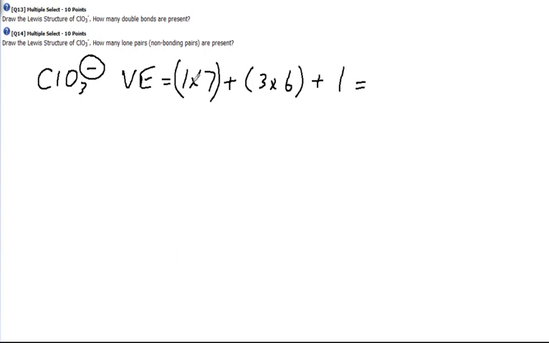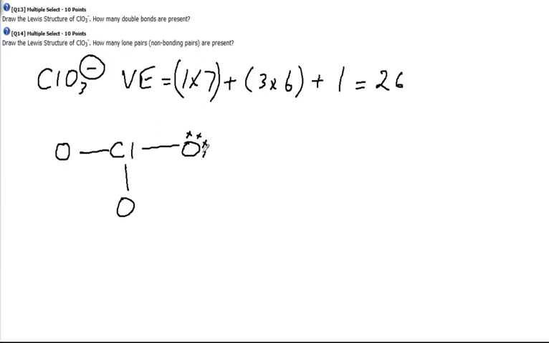So that's going to be 7 plus 18 is 25, plus 1 equals 26. So we've got a total of 26 valence electrons to play with in this case. So what we do is we'll put our oxygens around our chlorine. Then we will bond our oxygens to the chlorine. We'll use 6 valence electrons so far. That means we've got 20 left.